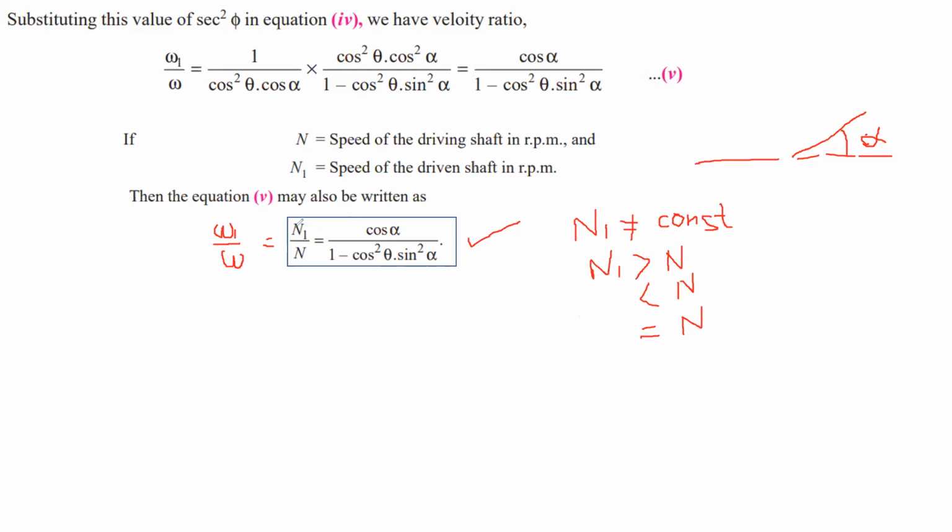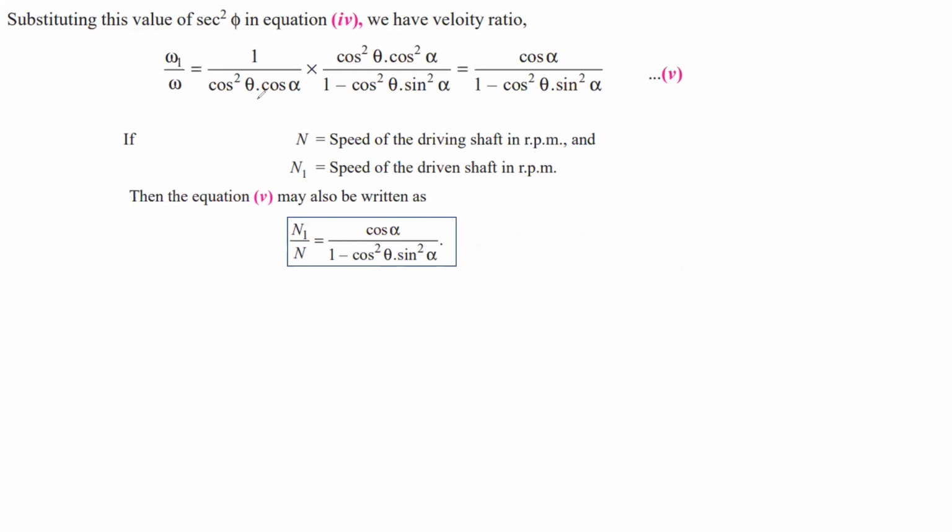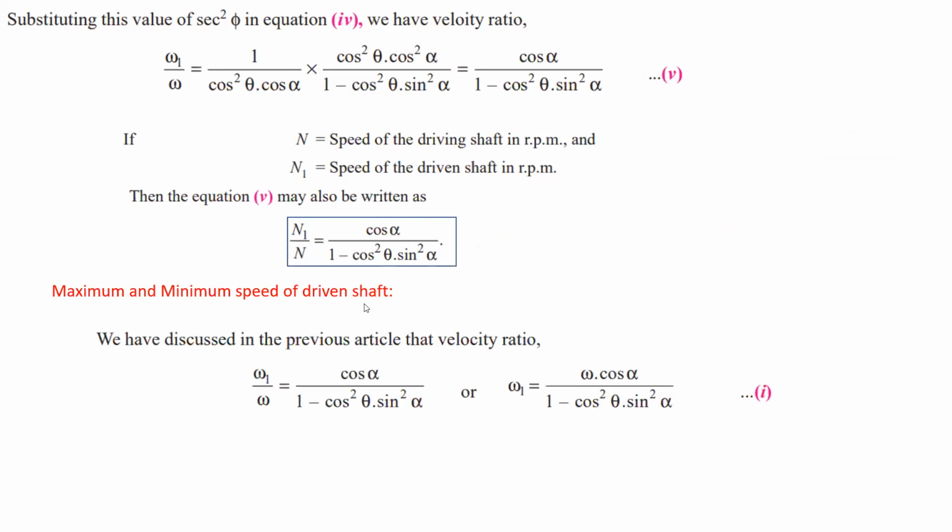You can see that n1 is a function of cos square theta. Other terms are constant, alpha is constant. So when theta changes, n1 will also change. One by one we will see that. Let us see what are the maximum and minimum speeds of the driven shaft, that is, what is the maximum value of n1. We have already seen this relation, omega 1.